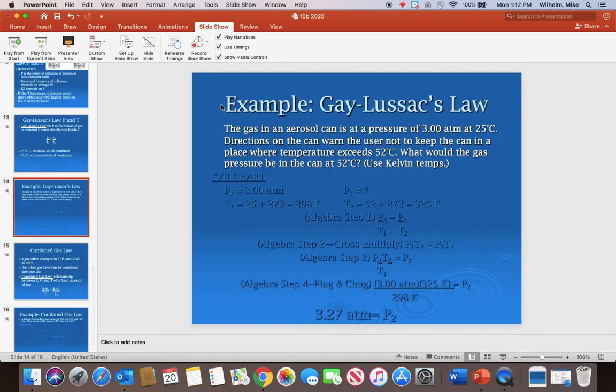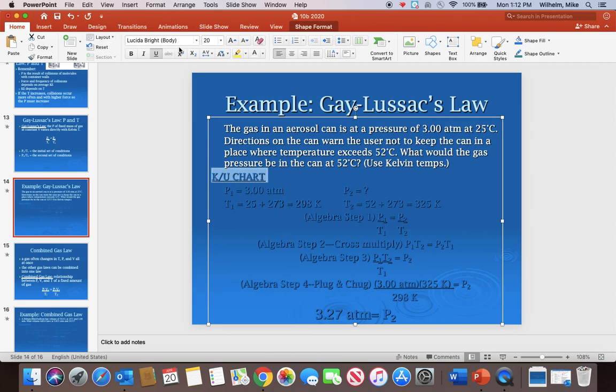So let's get out of this so I can show you step by step. KU chart, KU chart. Use the KU chart so you can stay organized. From the problem, 3 atmospheres. That's P1. From the problem, 25 degrees Celsius. That's T1. Can't use that. 25 plus 273 is 298.